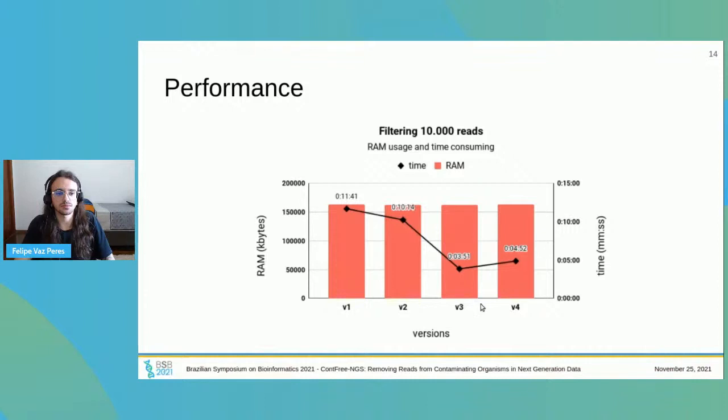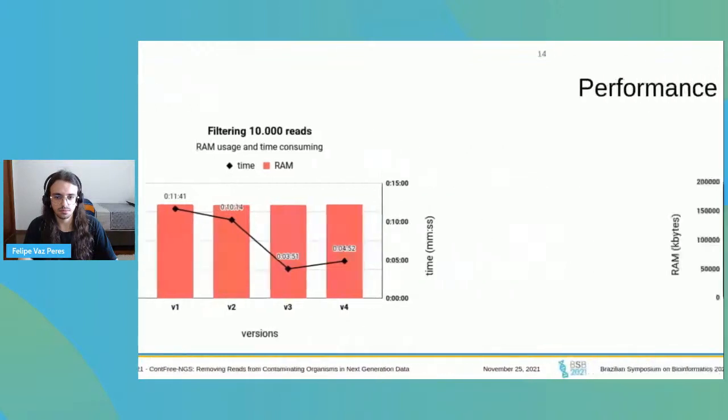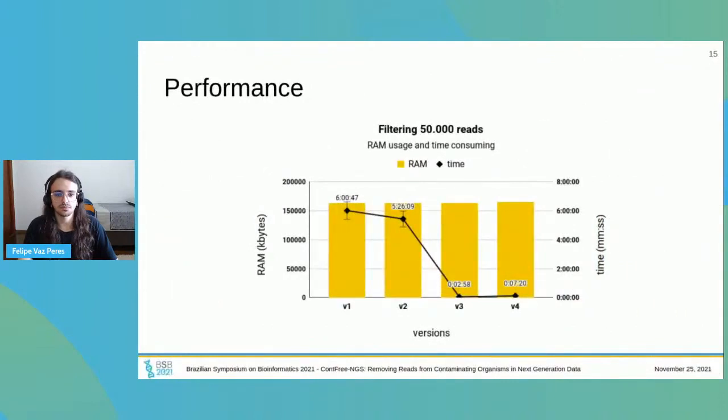That's because in version 1 and version 2, I stored the taxonomic identification and the read identification in a Python dictionary, and this Python dictionary was very large, so the removal was very time consuming. With the SQL database, this process is a lot faster. The same happens when I tried to filter 50,000 reads. Here we can see the time consumption and resource usage for versions 1, 2, 3, and 4.